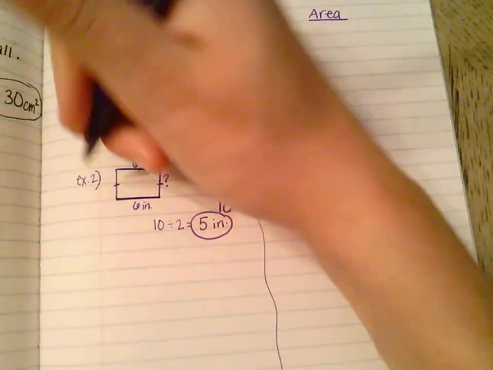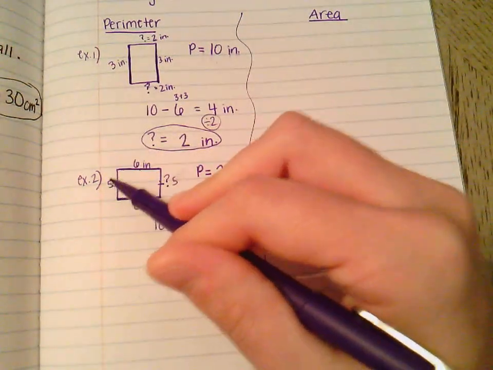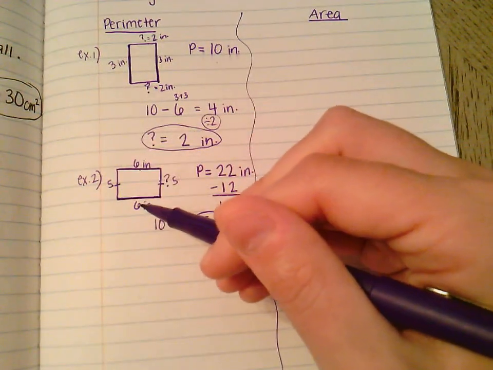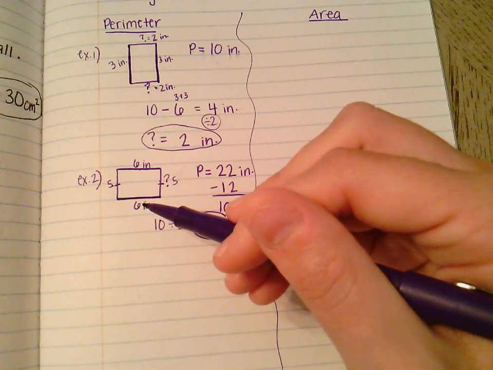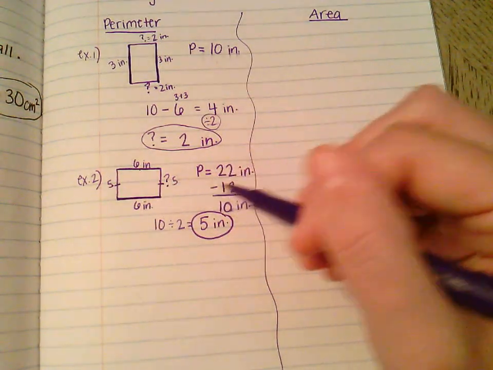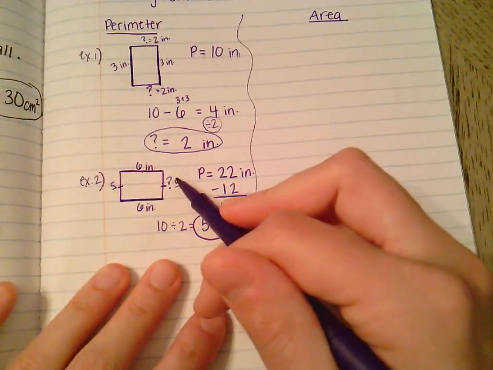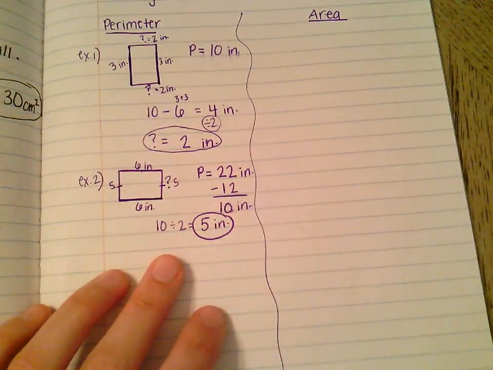Let's see if that works. This is 5 and this is 5. 6 plus 5 is 11. Plus 6 gives me 17. Plus 5 gives me 22. And that is my original perimeter right here, 22 inches. So I know that 5 is what the question mark is equal to.